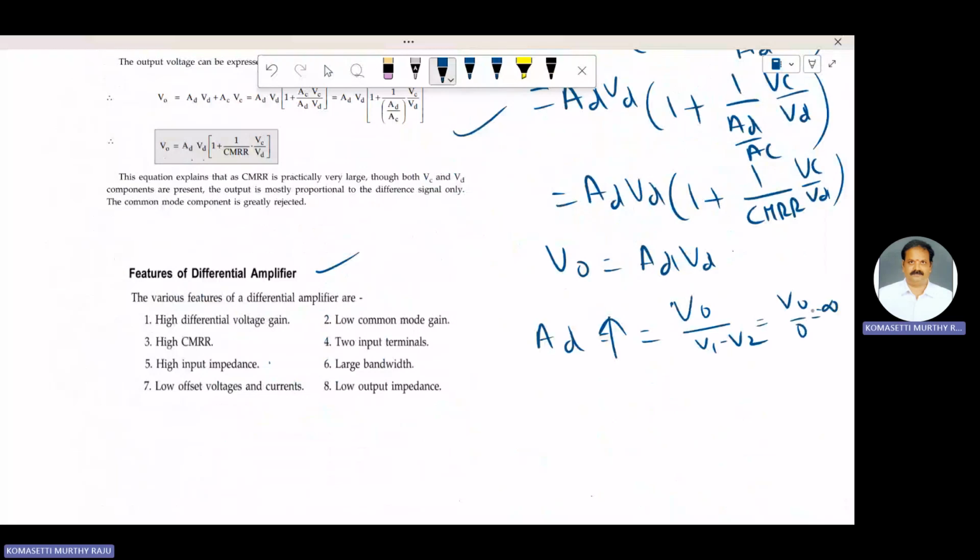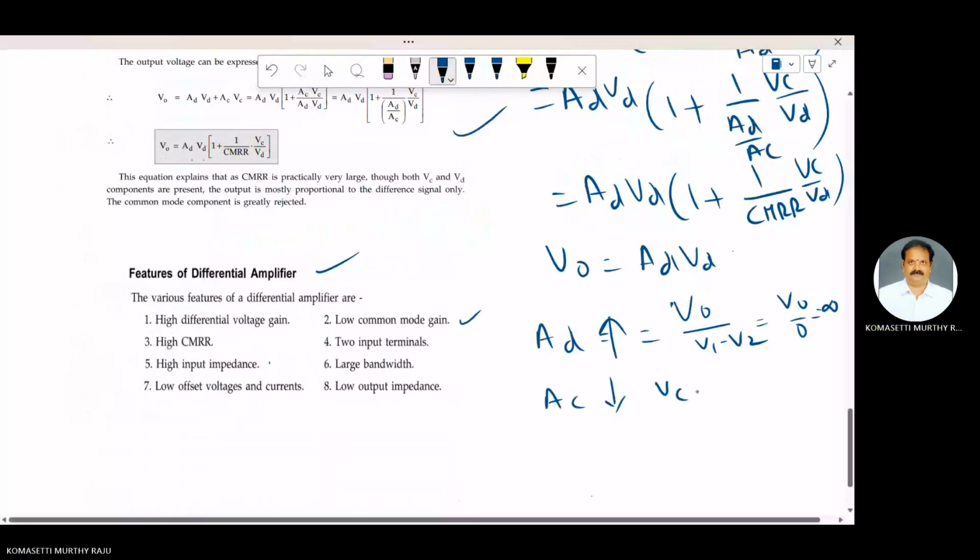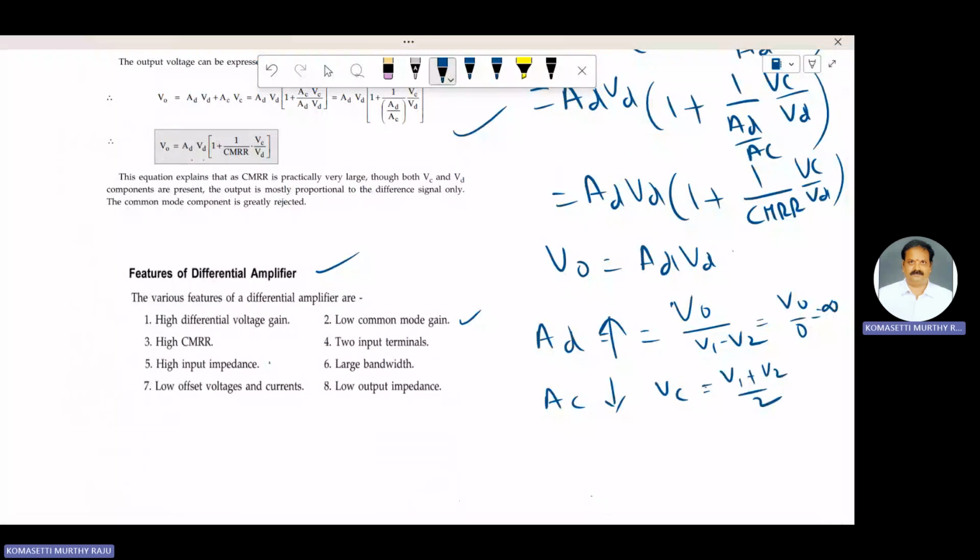Low common mode gain. AC is low because generally this common mode signal should not appear. But consider this common mode signal is related to common noise applied to both input terminals of the op-amp. That is undesirable. If this gain AC increases, this noise signal also increases. That is not desirable. That is the reason AC must be decreased. Therefore, the common mode signal is eliminated.